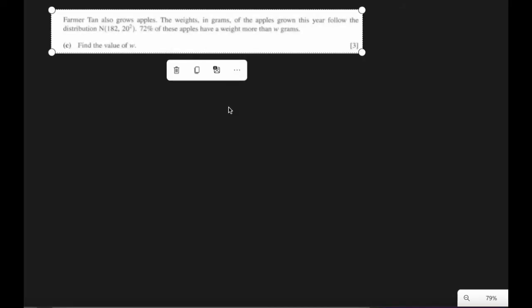Farmer Tan also grows apples. The weights in grams of the apples grown this year follow a normal distribution. Okay, the mean is higher. So his mean is 182. His apples are better. Standard deviation is 20. 20 squared is the variance, so 20 is the standard deviation. 72% of these apples have a weight more than W grams. Find the value of W.